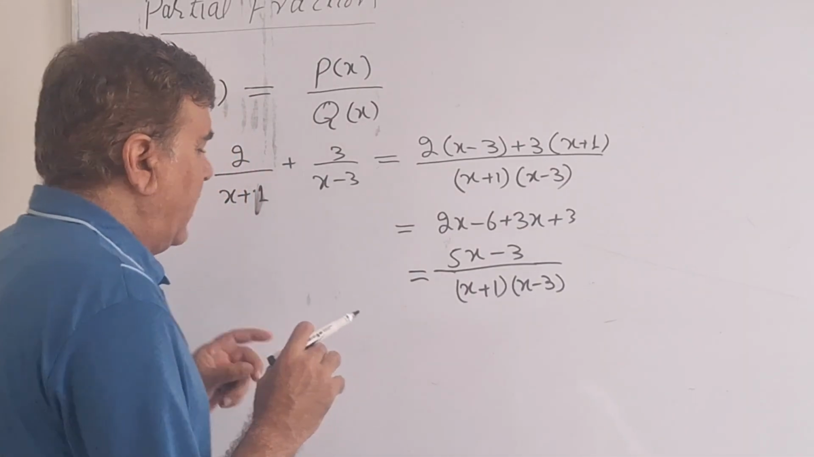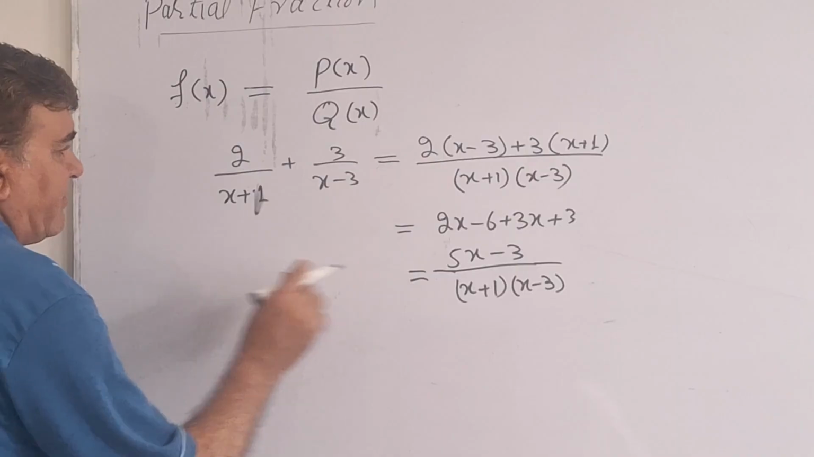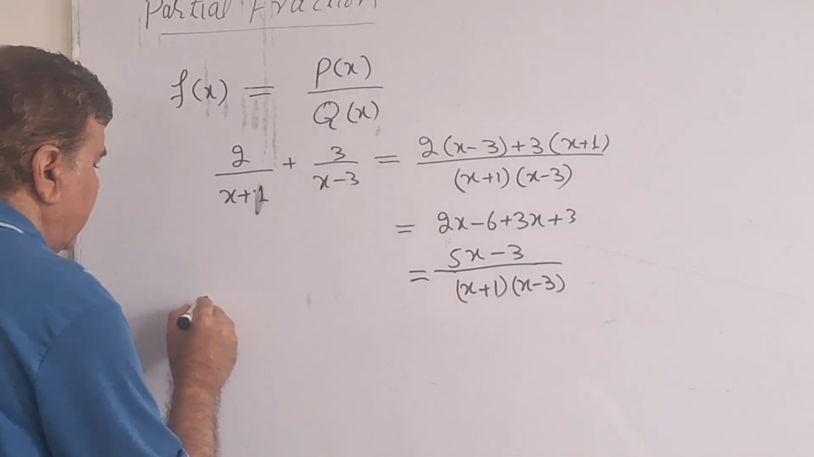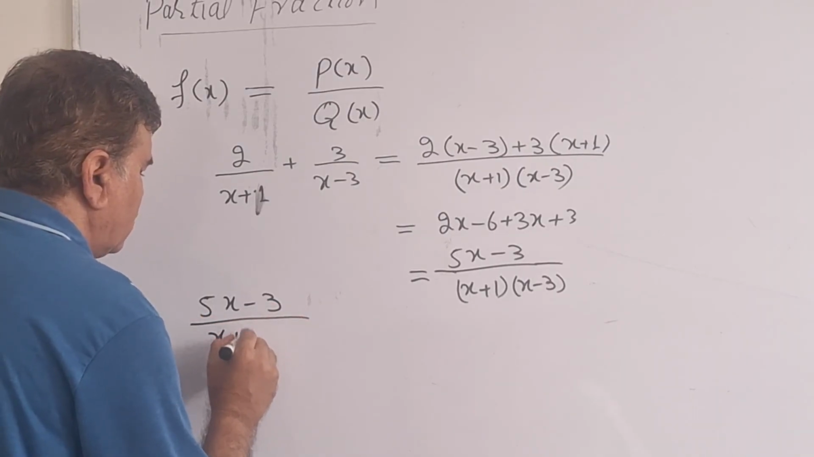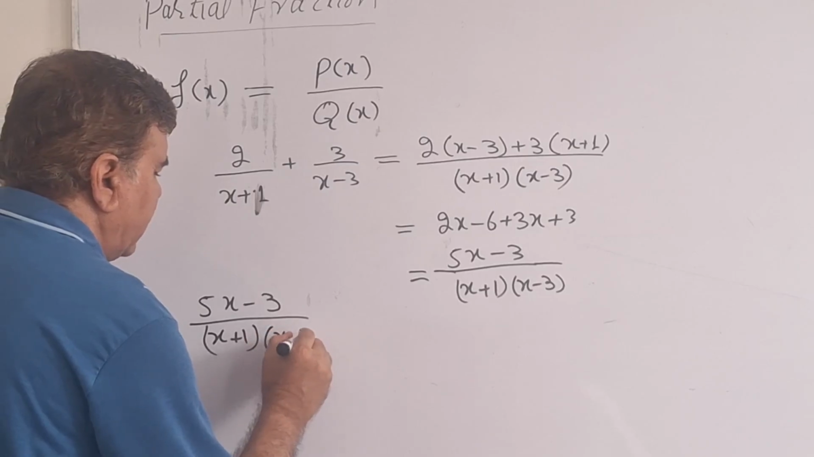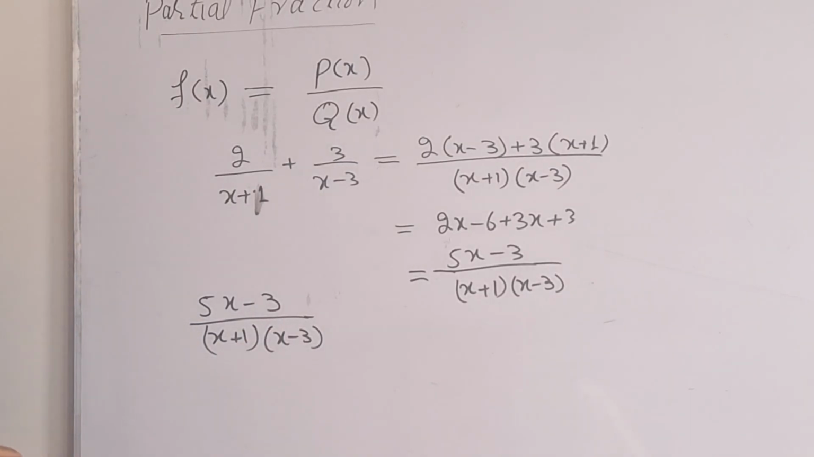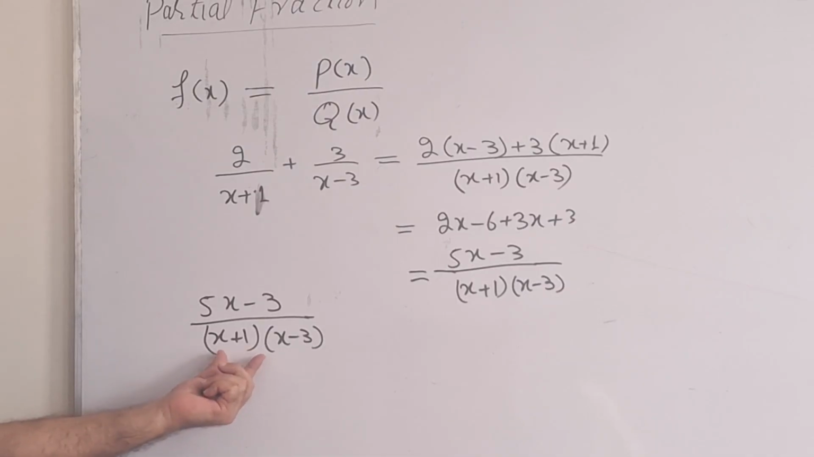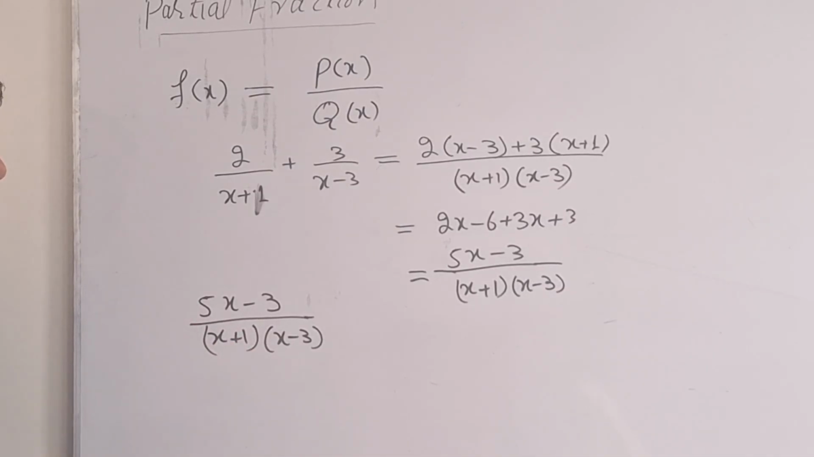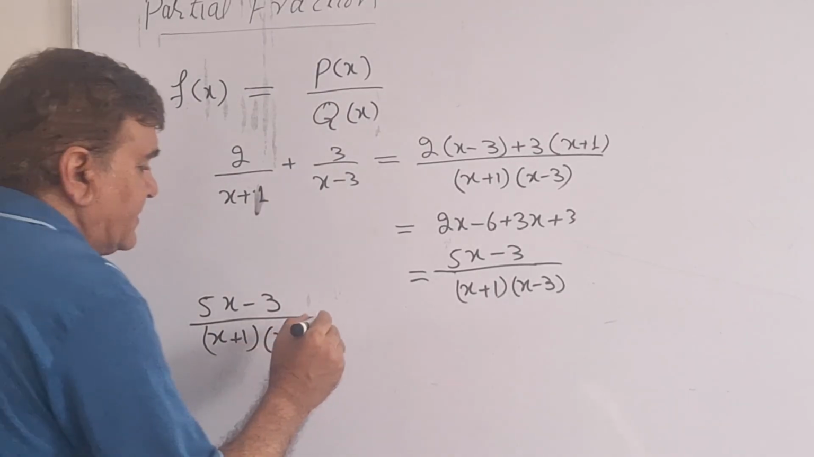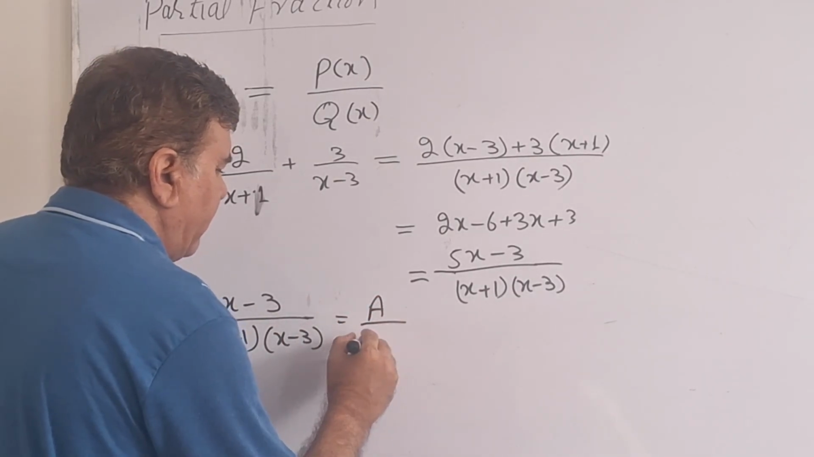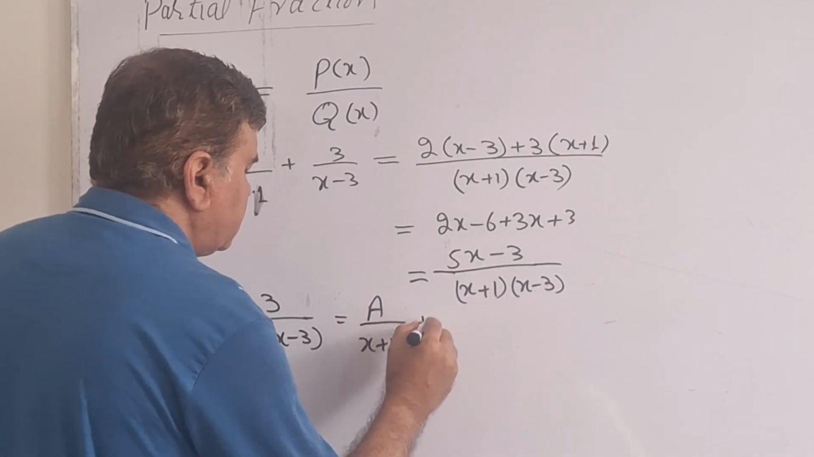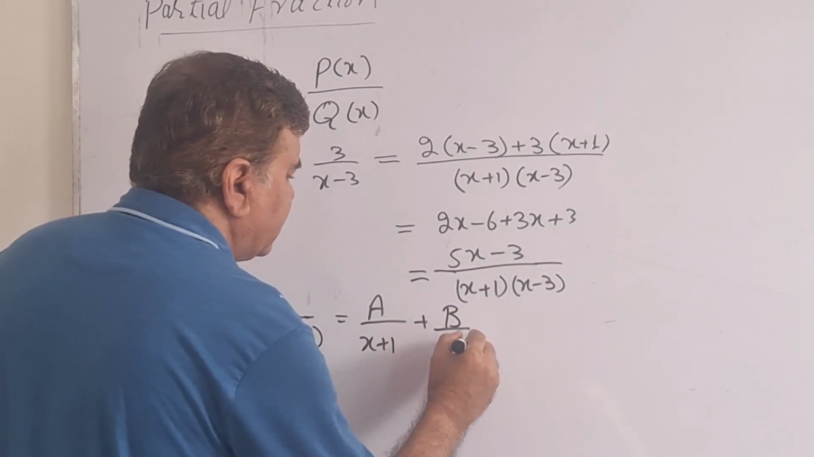How can we do this? There is a simple way. I first write the right side of this equation, 5x minus 3 divided by x plus 1 into x minus 3. This is one of the simplest cases where the factors in the denominator are linear in the variable. When this is the situation, the solution is quite easy. We write a single term for every factor in the denominator and express it in the form of a divided by x plus 1 plus b divided by x minus 3.